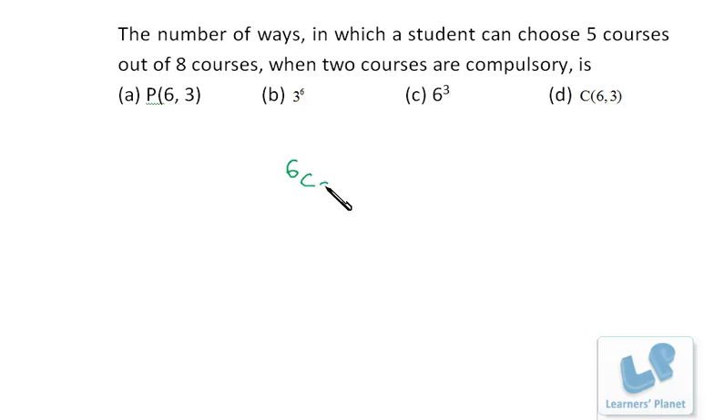So 6C3. That is 6 into 5 into 4 by 6. So it's 20. This is 6P3, this is 6C3. So it's 20. Okay.